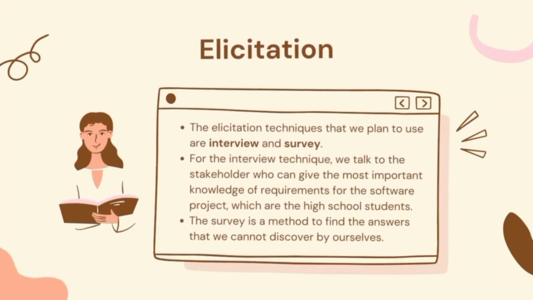The second requirements engineering activity is elicitation. The elicitation techniques that we plan to use are interview and survey. For the interview technique, we talk to the stakeholders who can give the most important knowledge of requirements for the software project, which are the high school students. This technique is used to know their understanding and thinking so that we can provide dependable requirements. The interviews were conducted before we distributed the questionnaire for the survey. Meanwhile, the survey is a method to find the answers that we cannot discover by ourselves. A simple, basic Google Form is made to provide the questionnaire and spread it to the right groups and targeted individuals to give their answers.